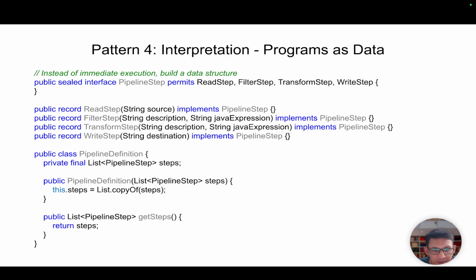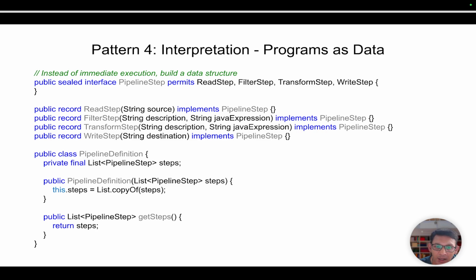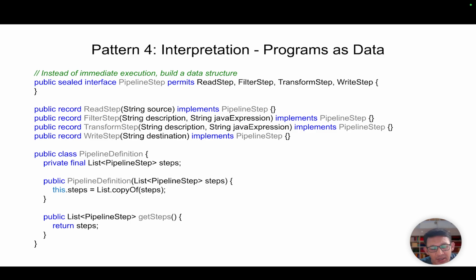Notice what's different here. Instead of having a process method that does work, these are just data structures, records that hold information. The read step just holds a source file name. The filter step holds a description and a Java expression as strings. They don't do anything, they just describe what should be done. A pipeline definition is just a list of these step descriptions. It's pure data, no behavior whatsoever.